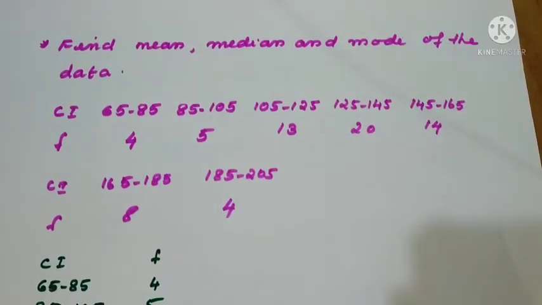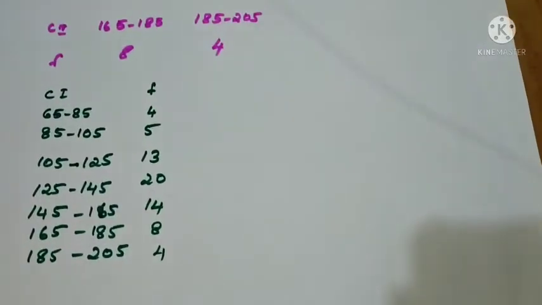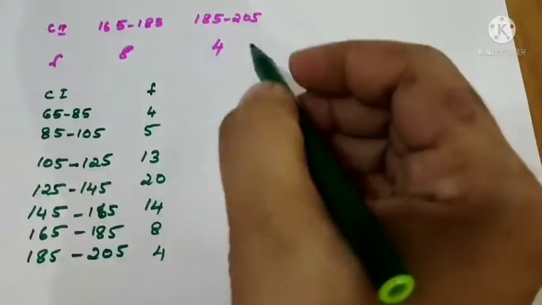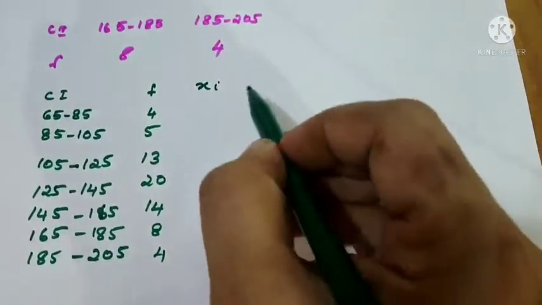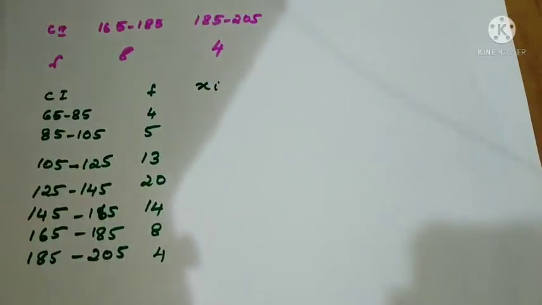Now class interval I have written in the column method. So mean, median, mode we have to calculate. So I am going for this time mean only. So for mean we have to find out xi. 65 to 85, it is 75.